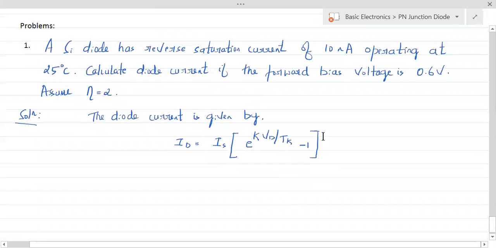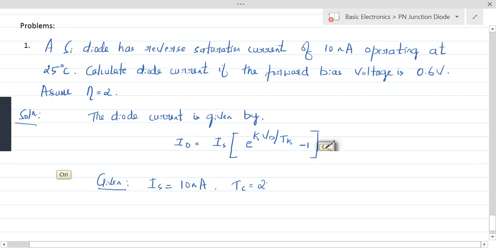Now, let's understand what all has been given. IS is given. What is IS here? IS is 10 nanoamperes, the reverse saturation current. So that's given. Then TC is given: the temperature in degree Celsius is given, and that's 25 degrees Celsius.